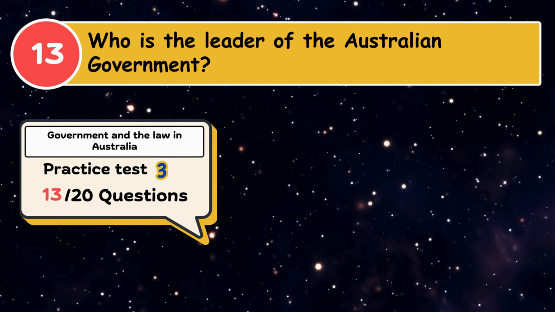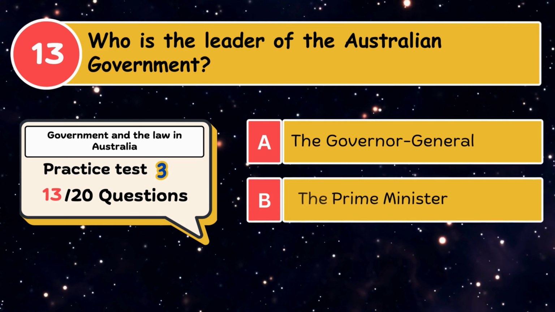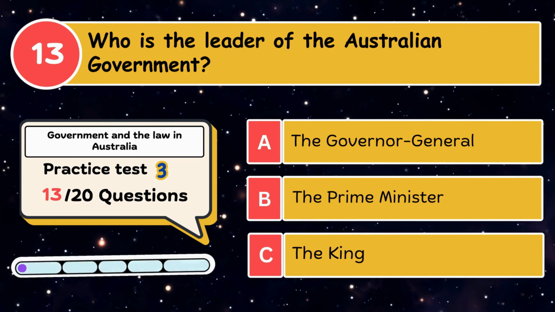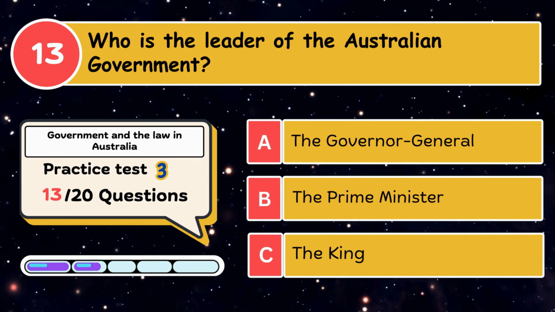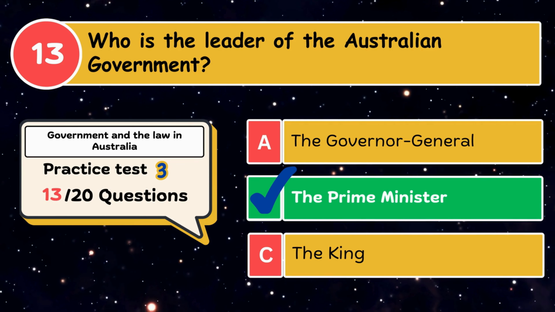Who is the leader of the Australian government? A. The Governor-General. B. The Prime Minister. C. The King. The correct answer is the Prime Minister.